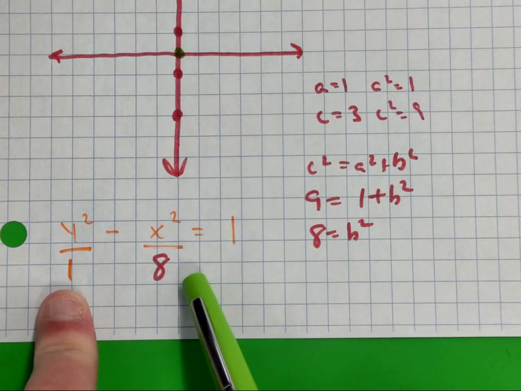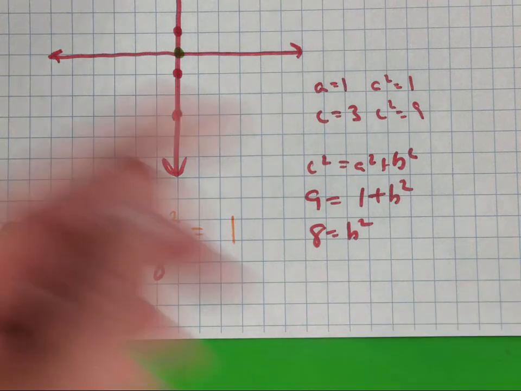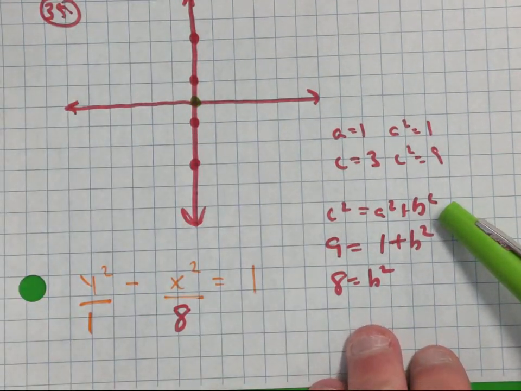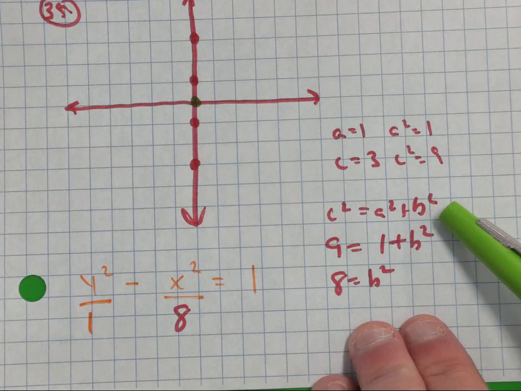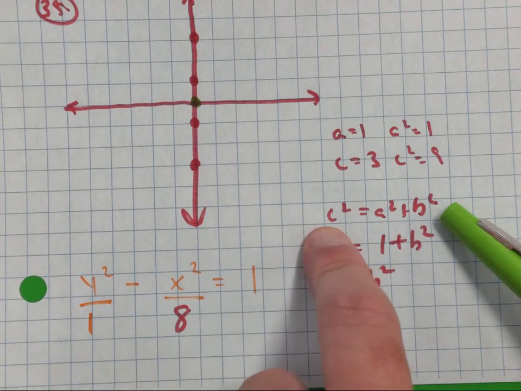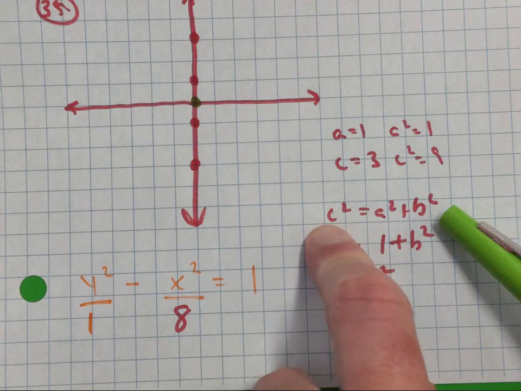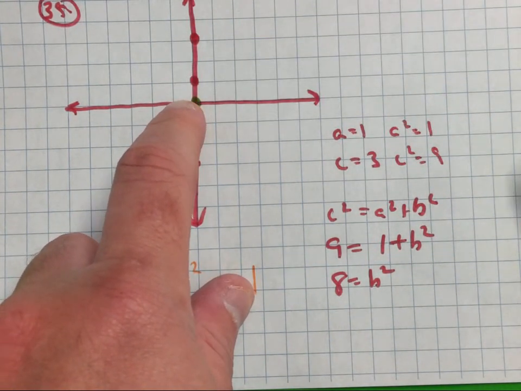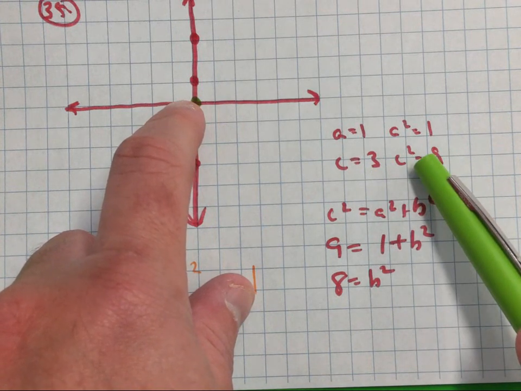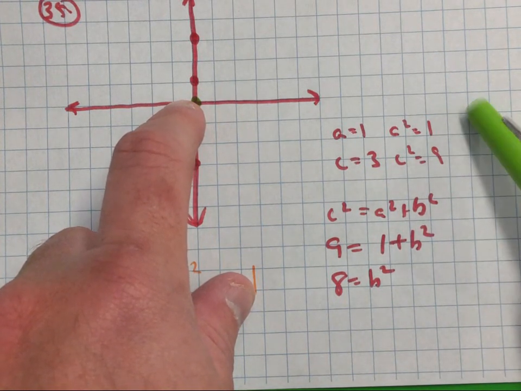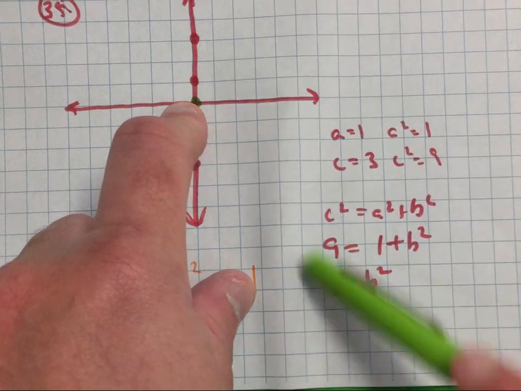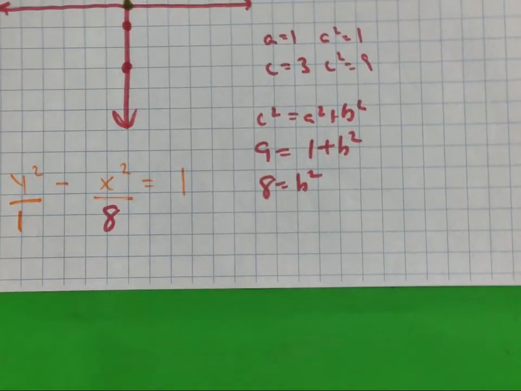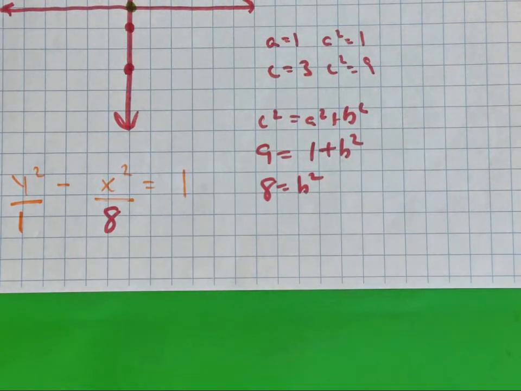Well, I need to find my b value. I have no idea right now, but I could use the formula c squared equals a squared plus b squared. I can use this because I know my foci. My c is my distance from one of my foci to the center. My center's here. 1, 2, 3. So my c value is 3. C squared is 9. So now that I know these two values, I can plug into this formula right here, and I find out that my b squared is 8, and that's why I put 8 under the x there.